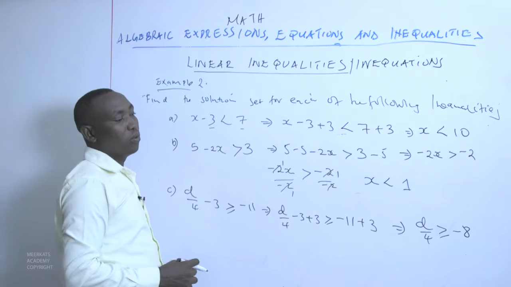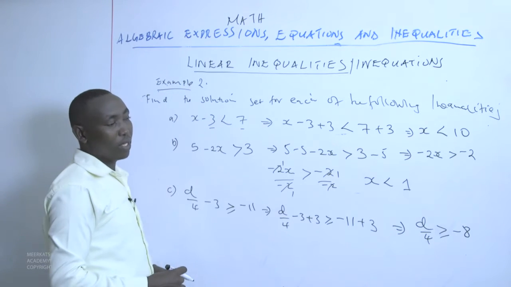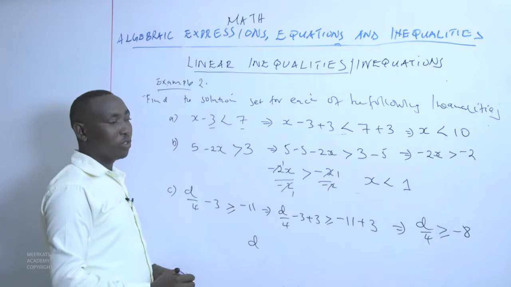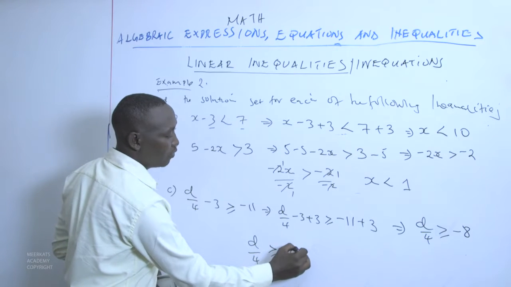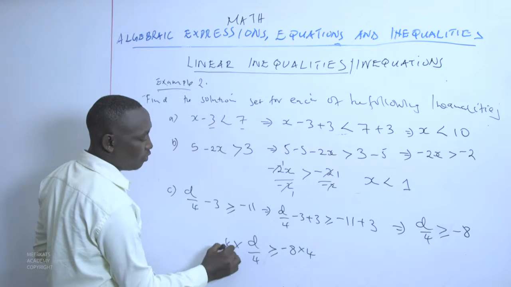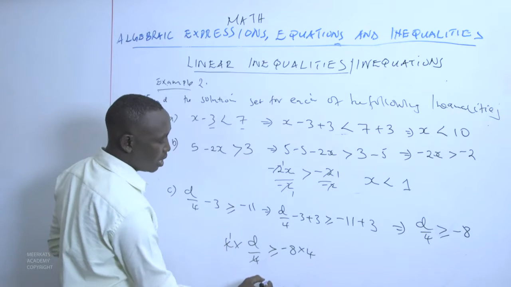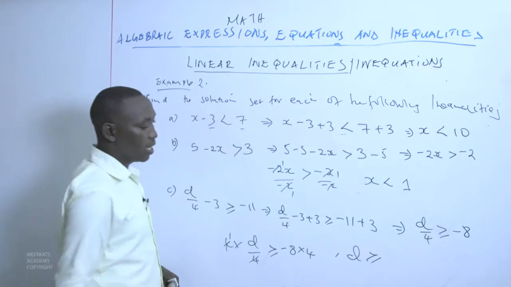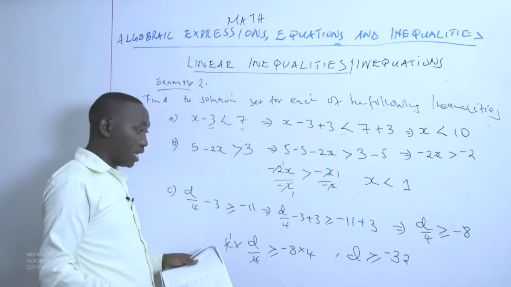You still need to remain with d on one side. And for us to remain with d on one side, we must multiply both sides by 4, greater than or equal to negative 8. So we multiply both sides by 4 to eliminate this denominator. This will leave us with d is greater than or equal to negative 32.